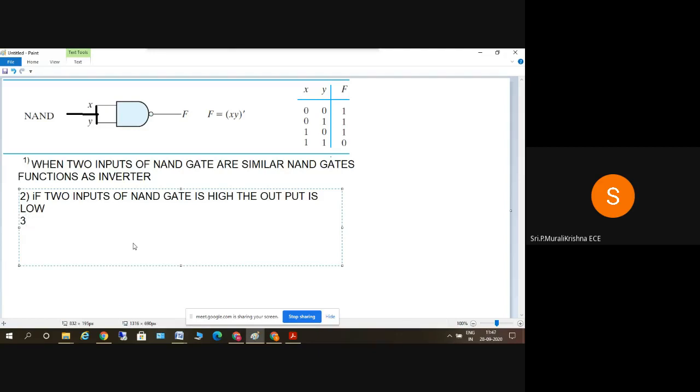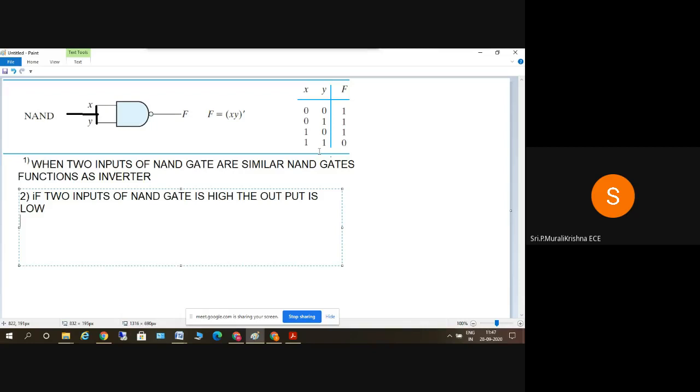We can't draw many things from this one here. When the two inputs of the NAND gate are 0, the output is 1. So this is the case here. So if I want the output of the NAND gate as low, then all the inputs should be equal to 1. And the NAND gate can be used as an inverter when the two inputs are equal here.